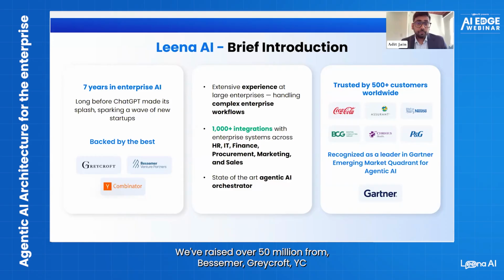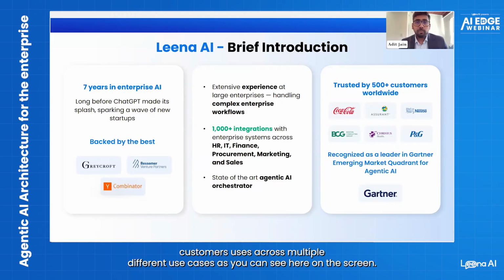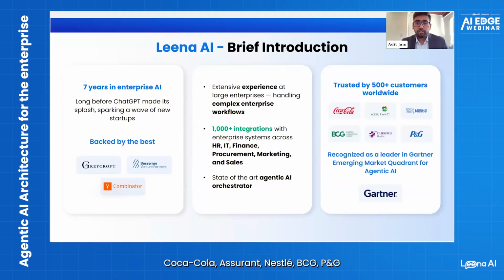We've raised over 50 million from Bessemer, Greycroft, YC, some of the best enterprise AI investors and enterprise SaaS investors globally. What we do is pretty simple. We go in and we help reduce IT, HR, finance tickets in the enterprise. That's our core landing area. Of course, customers use us across multiple different use cases. On the screen: Coca-Cola, Shuren, Nestle, BCG, some really large Fortune 500 companies, Estee Lauder. So we have really large enterprise customers.